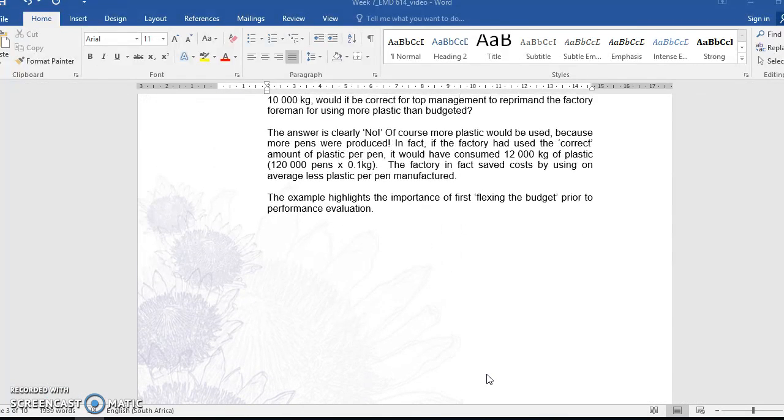This example really highlights the importance of flexing the budget prior to evaluating someone's performance. So we're going to leave it there for now. The concept of flex budgeting is important. Please go through this example again, and then when we come back, we'll go into the detail of calculating variances.